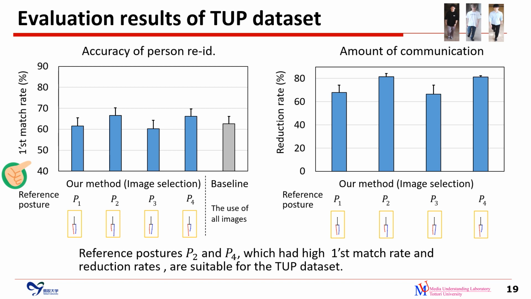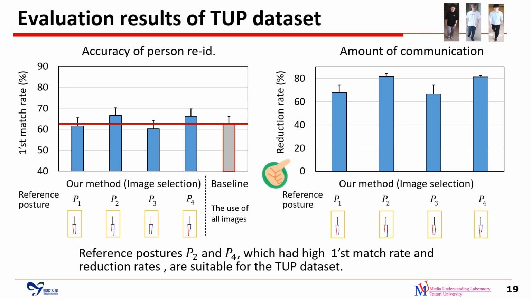Accuracy of person identification. The vertical line shows the first match rate and the horizontal line shows the reference leg posture. The baseline method is using all pedestrian images without image selection. Our method using reference leg postures P2 and P4 obtained better accuracy than the baseline method.